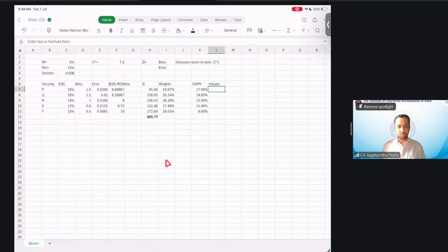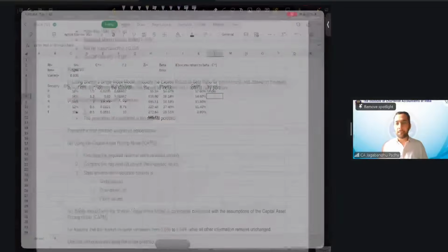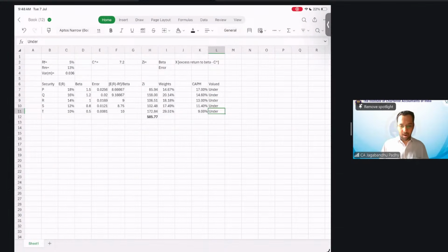undervalued or overvalued. So if you compare expected return with CAPM return, is it undervalued or overvalued? Yeah. So expected return is 18, your required return is 17. It is obviously undervalued, right? Then second one again, higher expected returns. So you can see all of them are definitely undervalued.